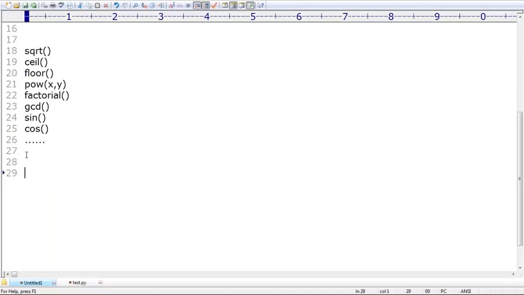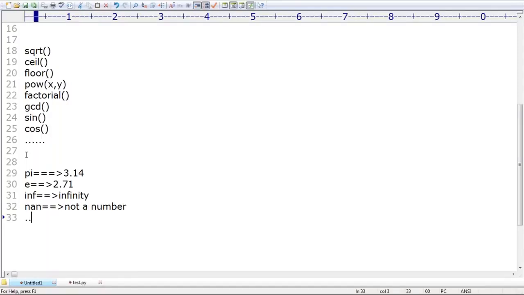Similarly, do we have any constants available? Yes. Pi is there. What about its value? 3.14. Next, e is there. Do you know the exponential value, the logarithmic base e? Its value is 2.71. Next, inf is there: infinity is the value. Next, nan is also there: not a number. So these are various constants present inside the math module.